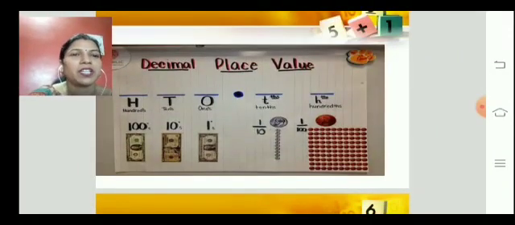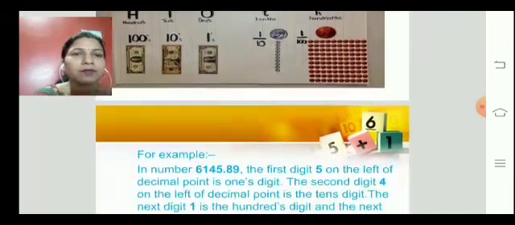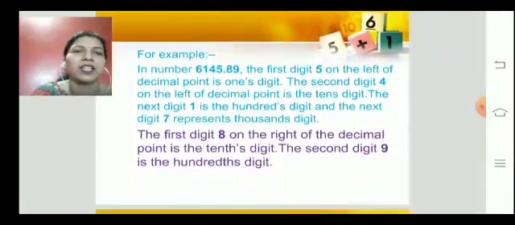Now, decimal place value. As we are already aware of the place values before the decimal point, that is ones, tens, hundreds, thousands, ten thousands. But after the decimal point, the place values are tenths, that is, "th" is added, hundredths, thousandths, and "th" is added. Over here, we are dividing. Before the decimal, it is a multiple of 10, and after the decimal, we are dividing by 10, 100, 1000.